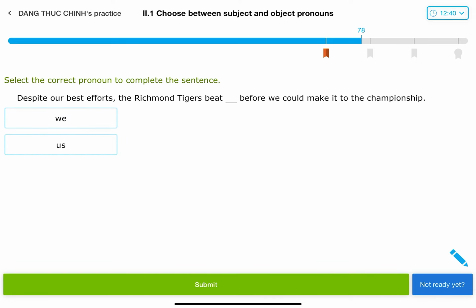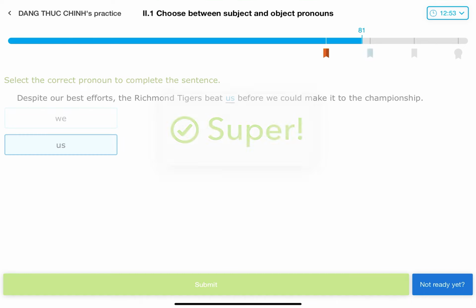Despite our best effort, the Richard Tigers beat us before we could make it to the championships. "Beat" is an action verb, and it stands before an object pronoun. And "us" is an object pronoun, so it would have to be "us."